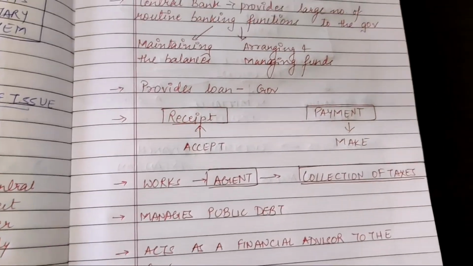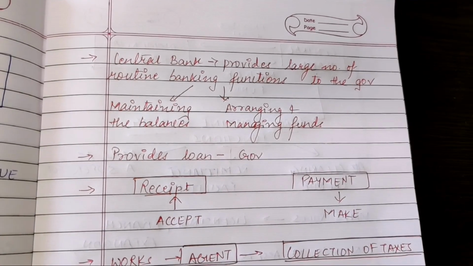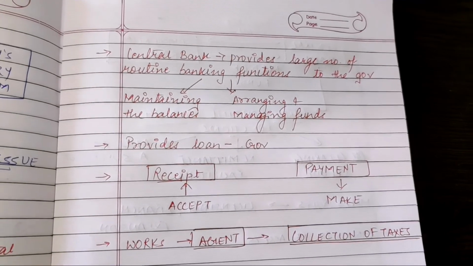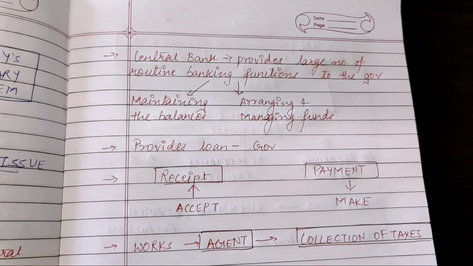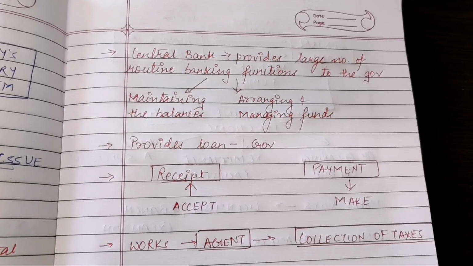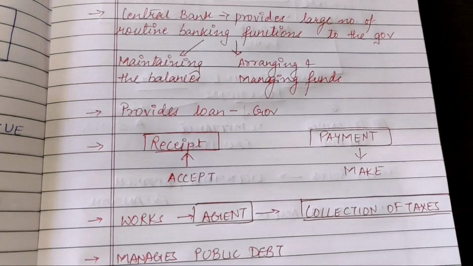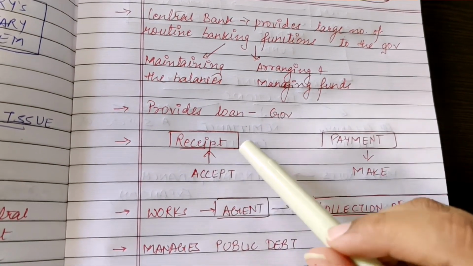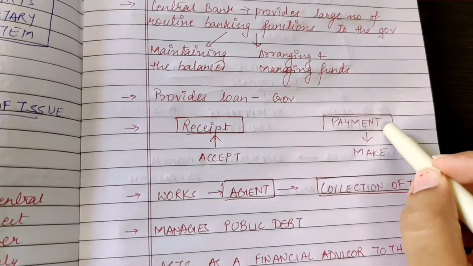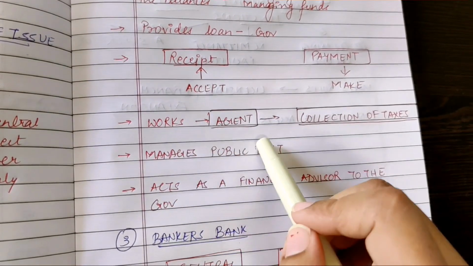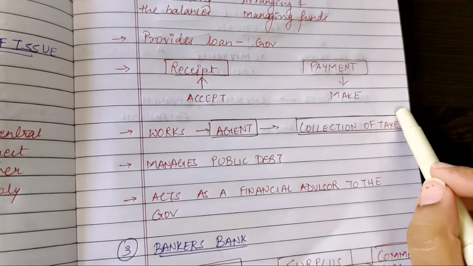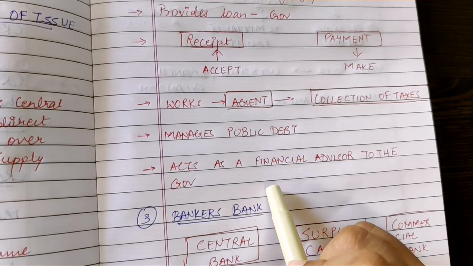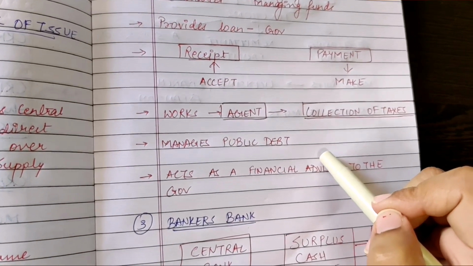Now how it helps, I will help you out. The first part is that it provides a large number of banking functions to the government, like maintaining balances, arranging and managing funds. It gives loans to the government. I have drawn a diagram related to receipts and payments. Even the central bank accepts receipts and it makes payments as well. It also works as an agent for the collection of taxes for the government, manages public debt, and acts as a financial advisor to the government as well. We will study these in detail in the later part.